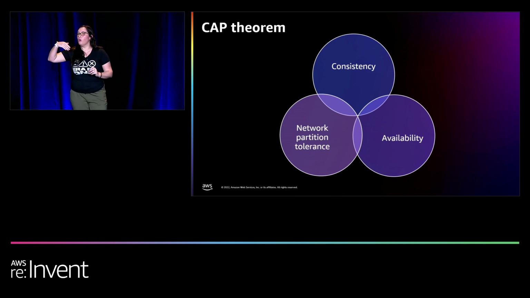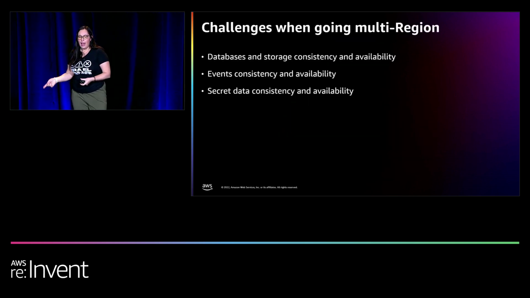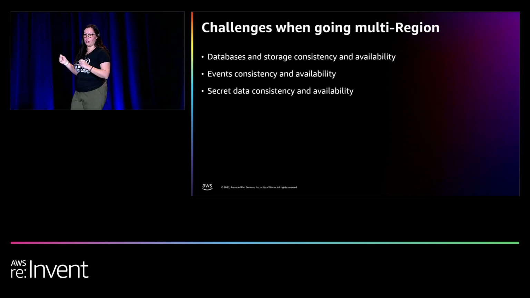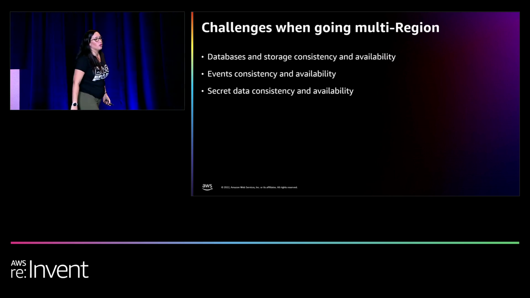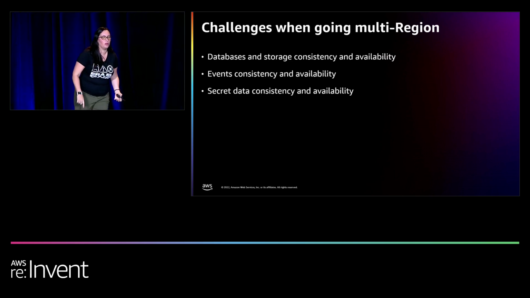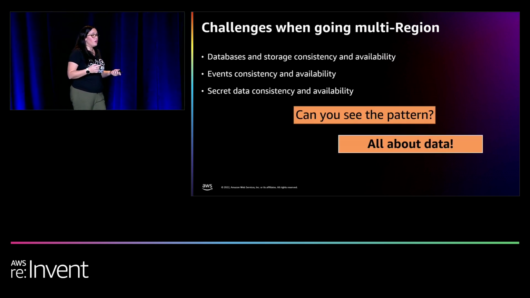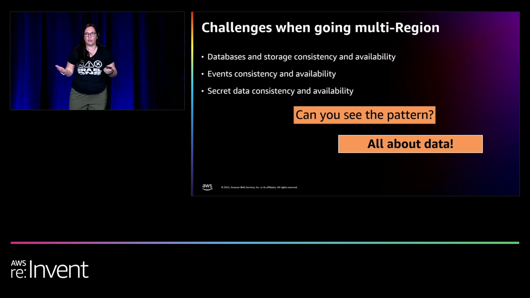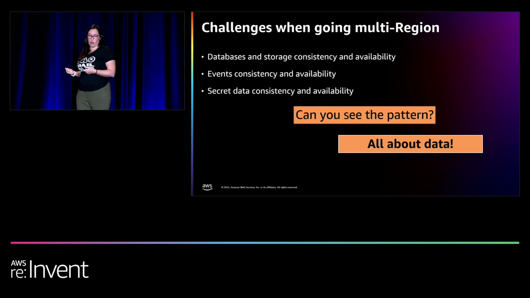We have two or more regions, so we can only have consistency or availability. And you will see that challenge spread around our architectural patterns that we are going to cover through this session. We will see it when we talk about databases, events, and data and secrets. And if you don't see the pattern, everything is about data. Data is the challenge on multi-region: how you replicate this data and how you query that data.